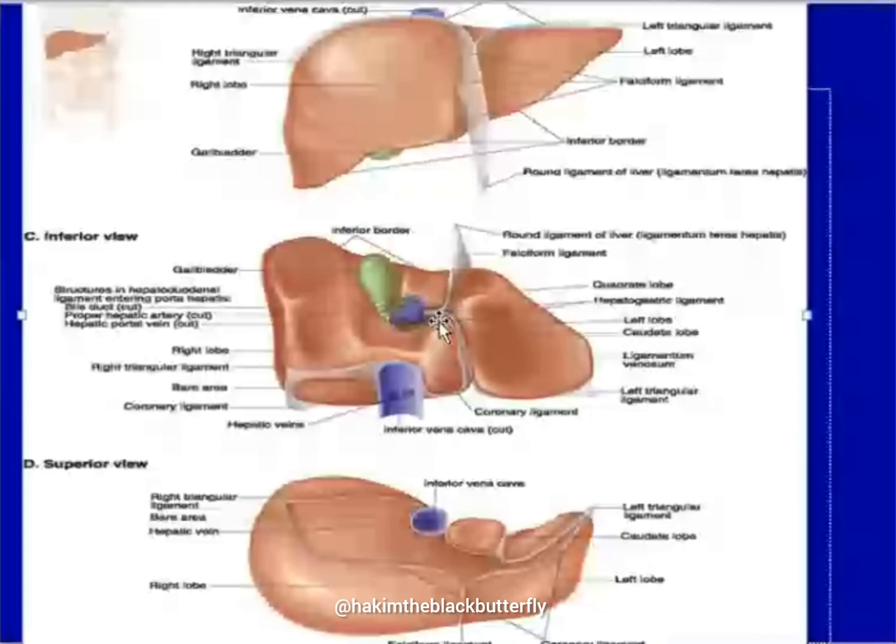Then posterior to the porta hepatis, we have another subdivision here. This subdivision is known as the caudate lobe. So the caudate lobe is another subdivision of the right anatomical lobe, which is visualized on the inferior surface of the liver.